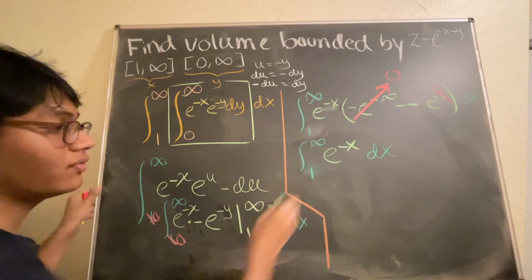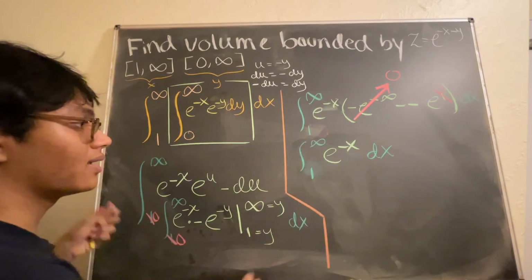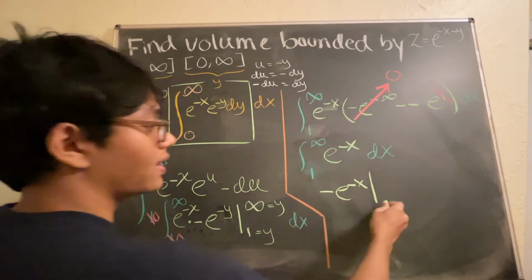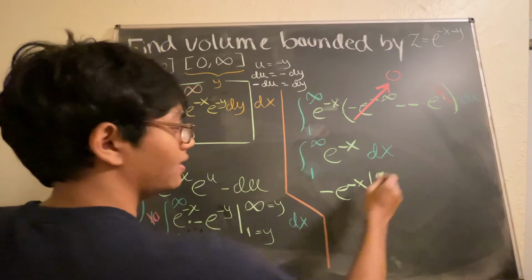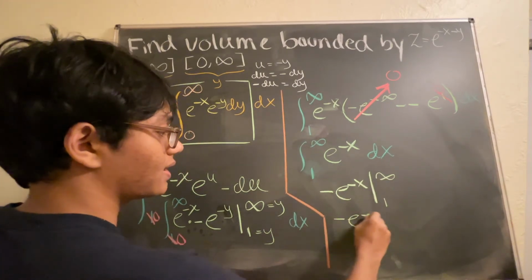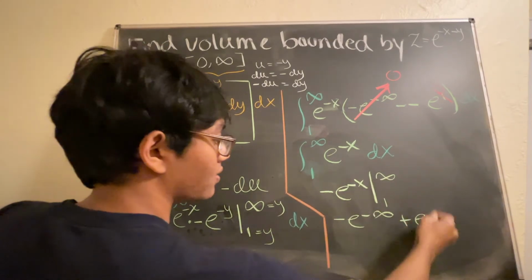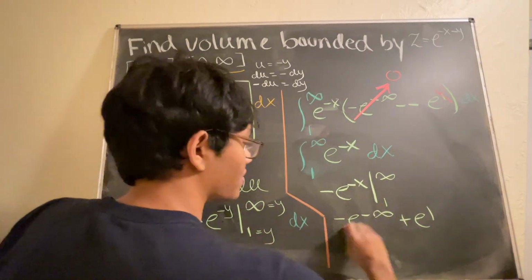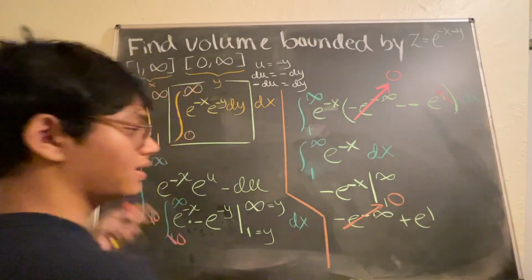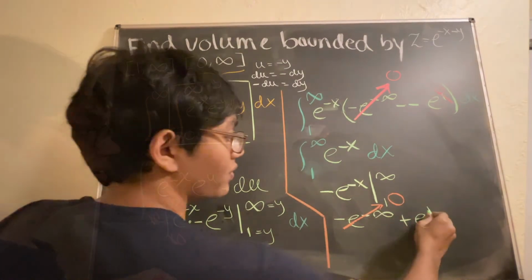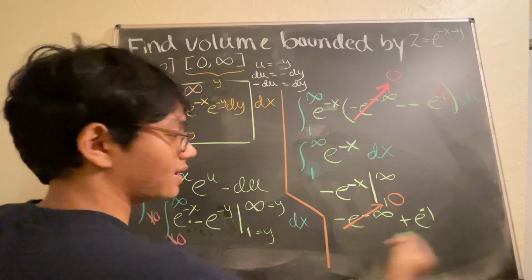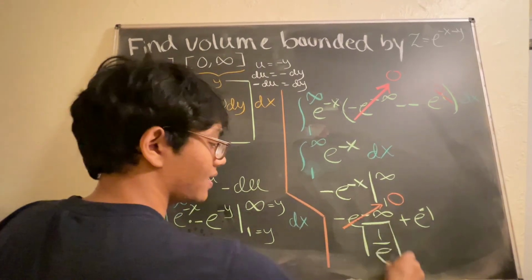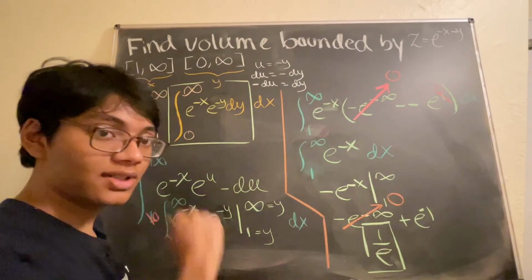What do I have now? Well, this right here just becomes minus e to the negative x from x equals 1 to infinity. So I'll have minus e to the negative infinity plus e to the 1. And this part of the result goes to 0. And so we're left with e to the minus 1, and that's of course going to be 1 over e. Alright, folks, that's our final answer. Thanks for watching. Check you out next time.